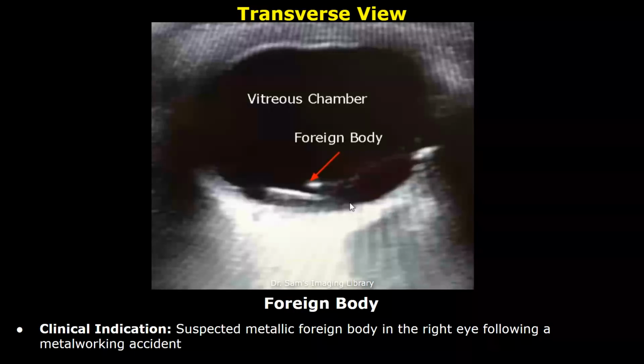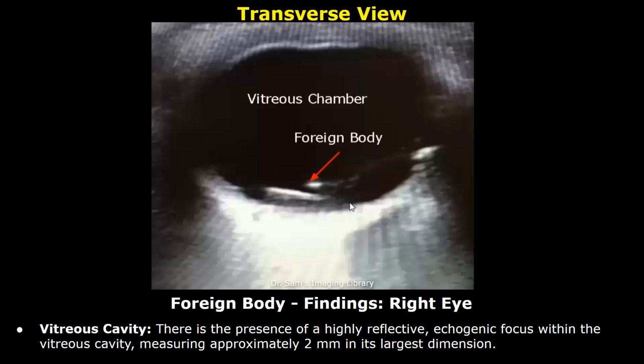Now we have a report of ocular foreign body. Clinical indication: suspected metallic foreign body in the right eye following a metalworking accident. These are the findings. There is presence of a highly reflective echogenic focus within the vitreous cavity, measuring approximately 2 millimeters in its largest dimension.